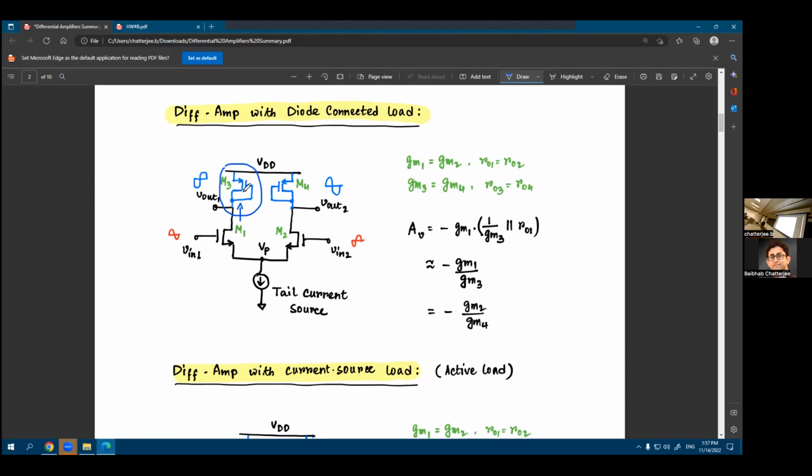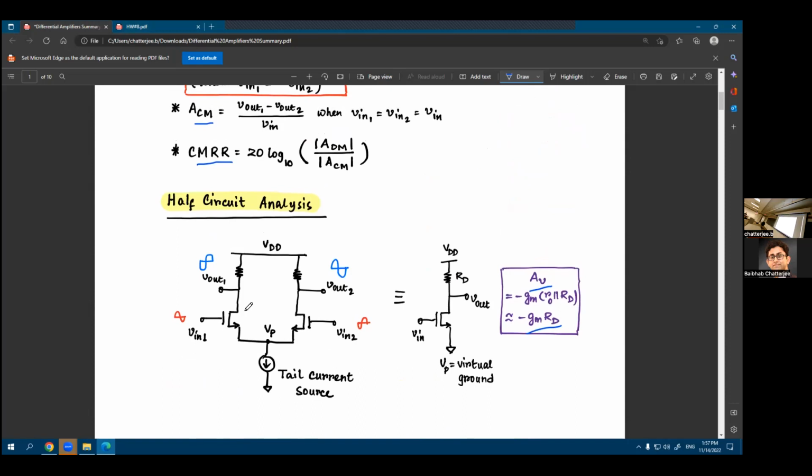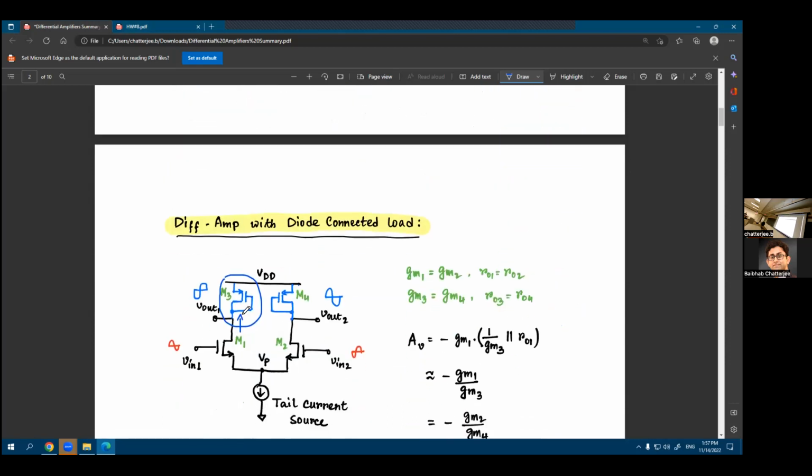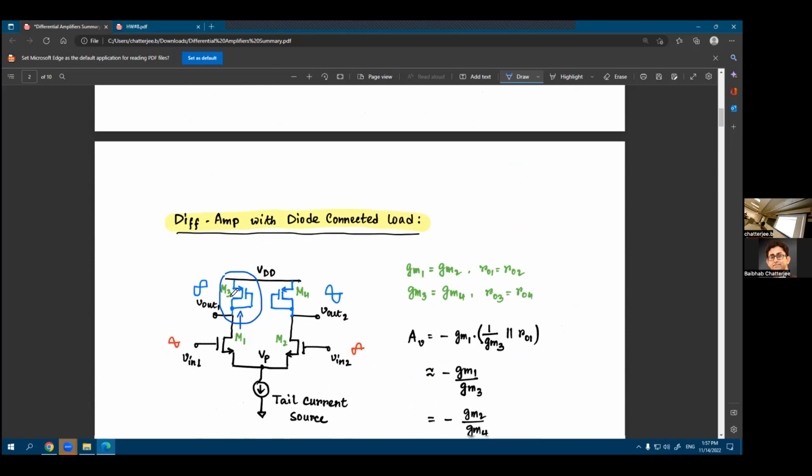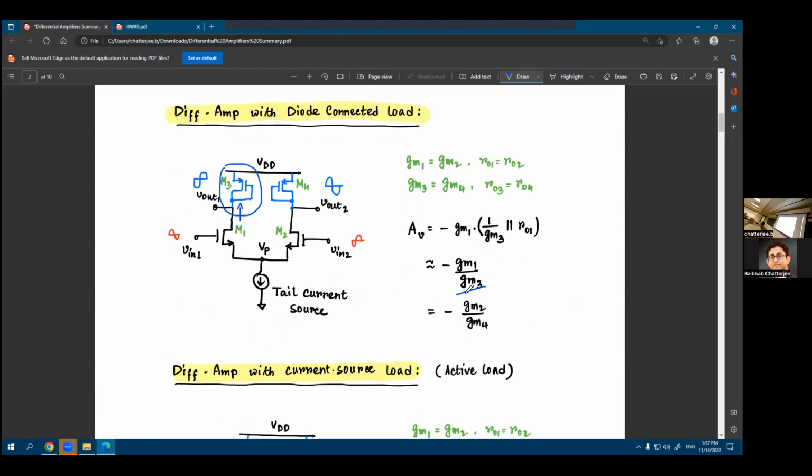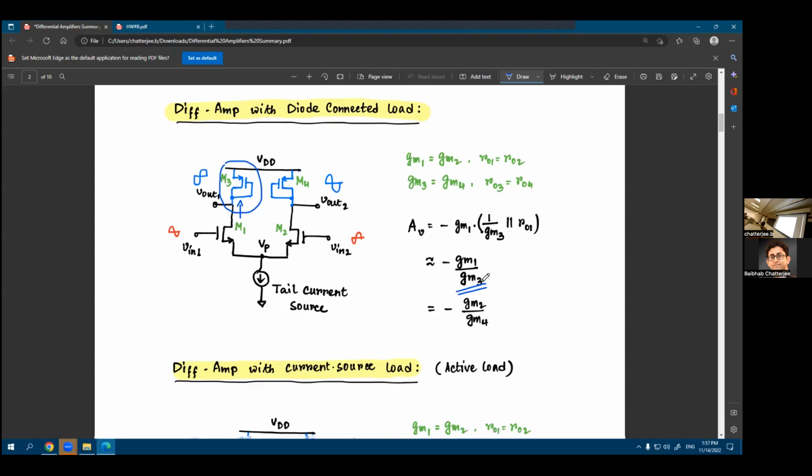Be it a PMOS or an NMOS, the resistance looking into the drain of a diode connected transistor will be 1 upon GM, right? So instead of seeing RD looking on top, which was here, this resistor value was RD, here you will be seeing 1 upon GM of the M3 transistor. So that's how your gain becomes minus GM times 1 upon GM3, or minus GM1 times 1 upon GM3, right?